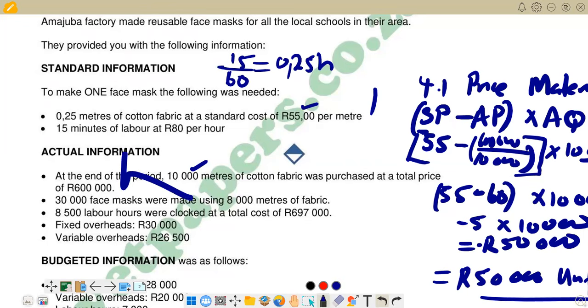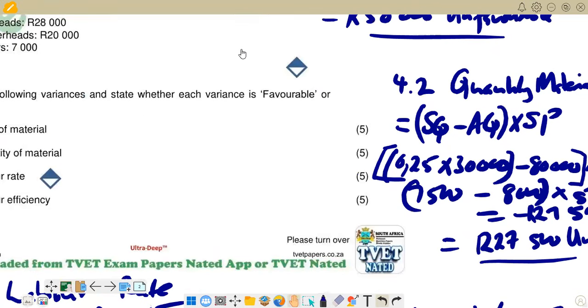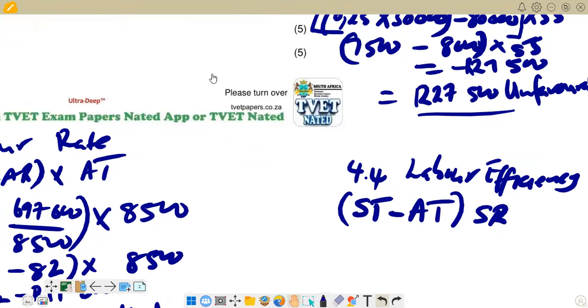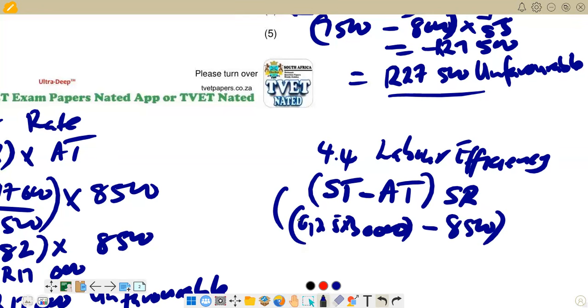If you go down there, we just summarize that working. Right, we are on 4.4. So our standard time, remember we said it's now 0.25, then we multiply by 30,000. Then in brackets, we subtract the actual time. Remember the actual time we are given there is 8,500. We are going to put this also in brackets. And then here we multiply by the standard rate. We are also given it as 80.